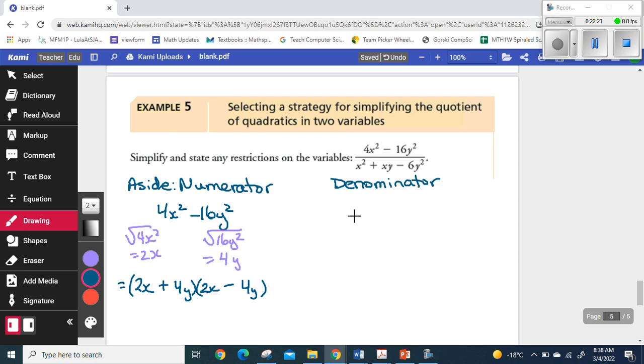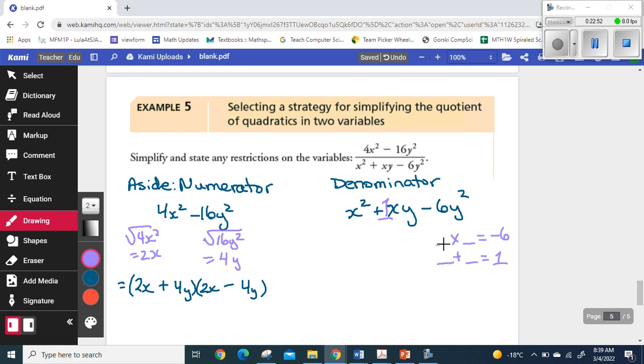And here I've got an x squared plus xy minus 6y squared. Three terms, trinomial. There's no number in front of the x. So here we're looking for two numbers that multiply to equal our last term, which is the negative 6, and that add to equal the middle, which is, well, there's nothing there, so it's a 1. I'm ignoring my letters for a second here. What two numbers multiply to 6 and add to 1?